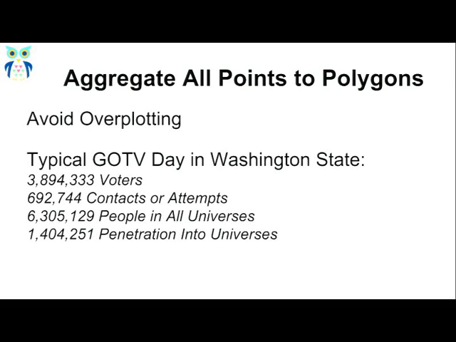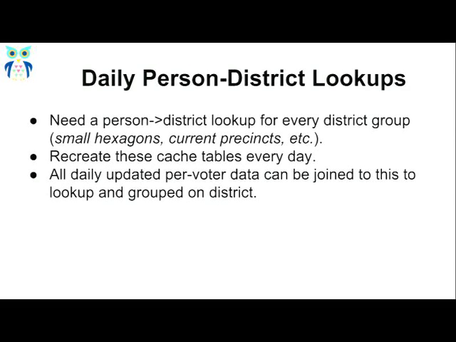Because I'm pulling down data about 4 million voters just in Washington State. In the GOTV, Get Out the Vote, the final 3 weeks of the campaign, I'm talking about 700,000 contacts and attempts. So in any given area where I'm working, there are zillions of points, so you aggregate everything.